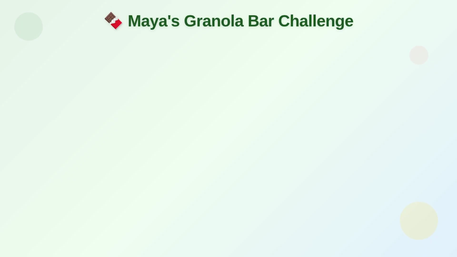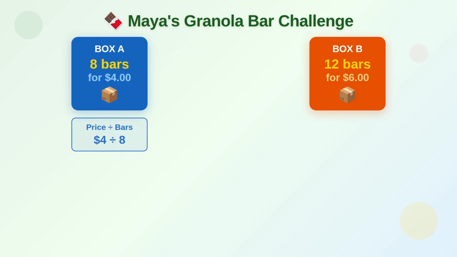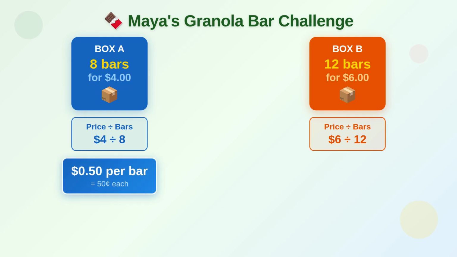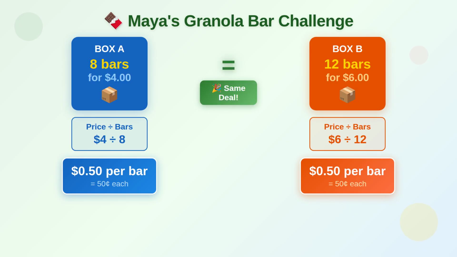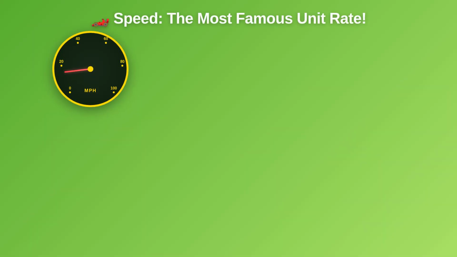Let's do it. Okay, let's help Maya. Box A, 8 granola bars for $4. Box B, 12 granola bars for $6. To compare them fairly, we find the price per bar for each. Box A, $4 divided by 8 bars. 4 divided by 8 equals 0.50, so box A costs 50 cents per bar. Box B, 6 divided by 12 bars. 6 divided by 12 equals 0.50. So box B also costs 50 cents per bar. Wait, they're the same. Maya can pick either one. Unit rates revealed the truth.